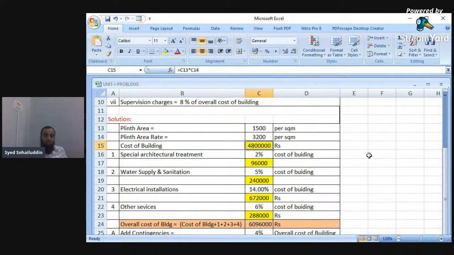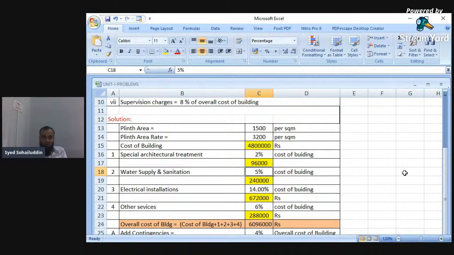And 2% is taken of this total amount, that is 48 lakhs. Its 2% is taken by the special architectural treatment, that is 96,000. So this is important, that is cost of building. So 2% of this total is taken by the special architecture. Same way for water supply and sanitary, it will take 5% of this 48 lakhs, that is 2 lakhs 40,000.